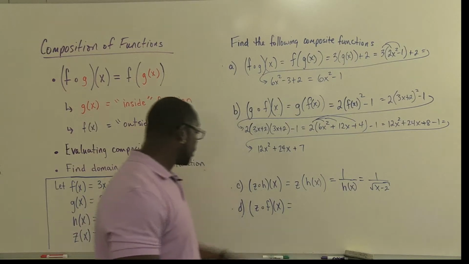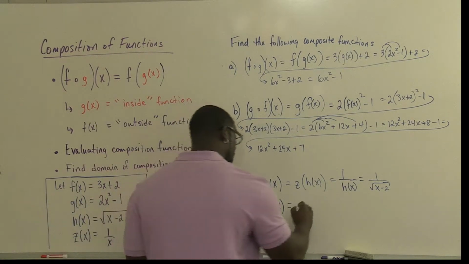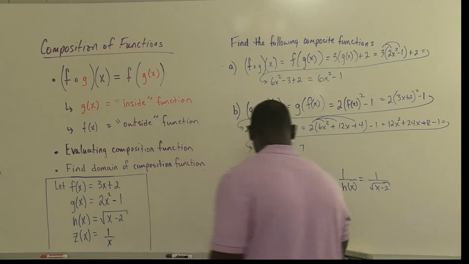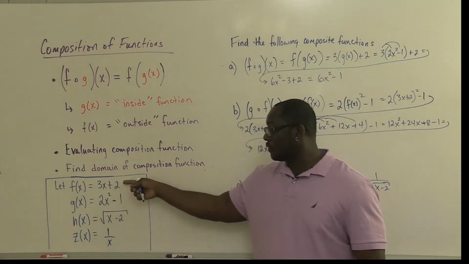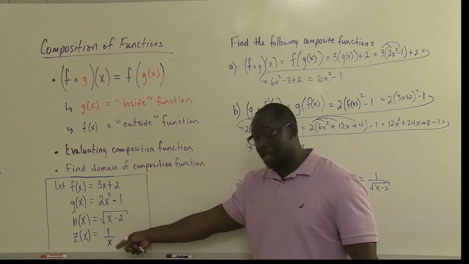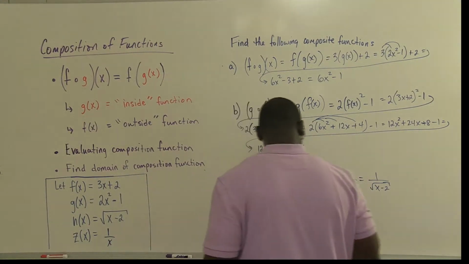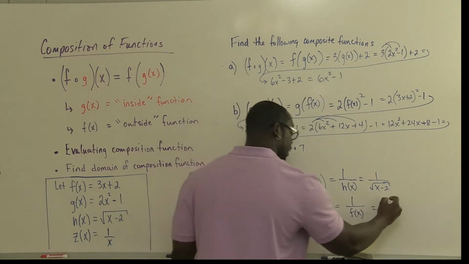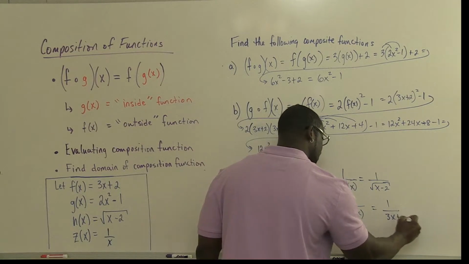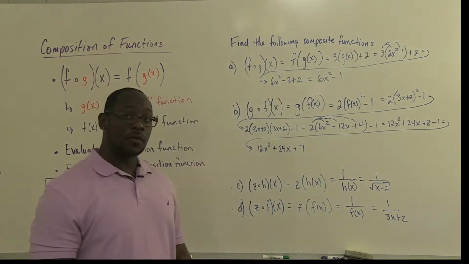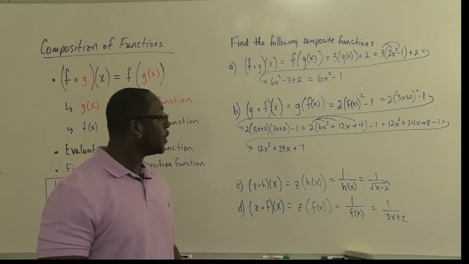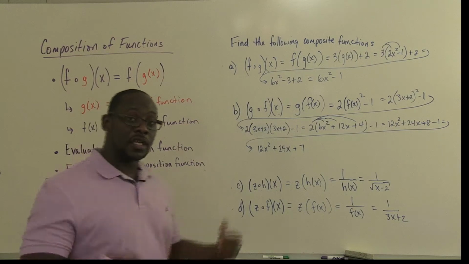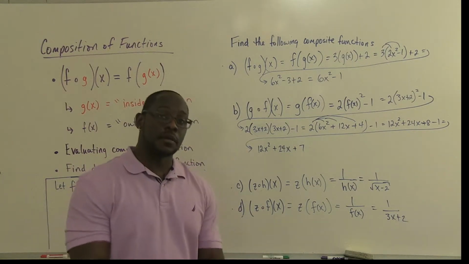Okay? So for our last one here, we have z of f of x. So now function z, function f, so we're going to take f and stuff it into z. So when we do that, we have 1 over f of x, and that gives us 1 over 3x plus 2. Okay? So we see now how to take any two given functions and from that make a composition function from it.